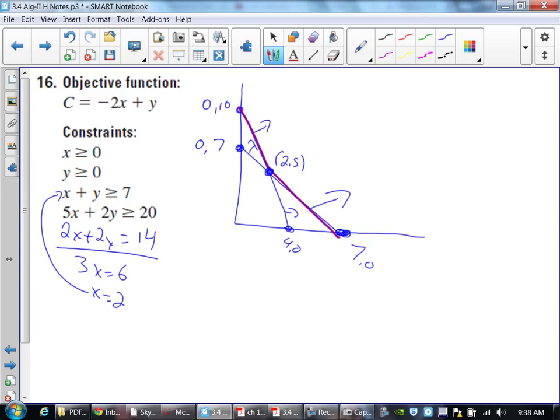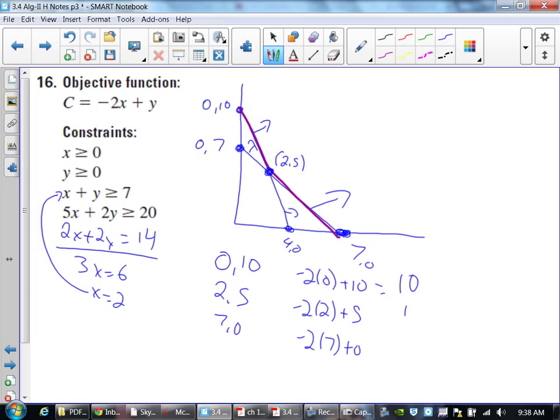Okay. So then you've got your 3 ordered pairs. You check it at 0, 10, 2 and 5, 7 and 0, with negative 2x. So it'd be negative 2 times 0 plus 10, negative 2 times 2 plus 5, negative 2 times 7 plus 0. We have 10, 1, and negative 14. So we have the minimum, therefore, at 7, 0.